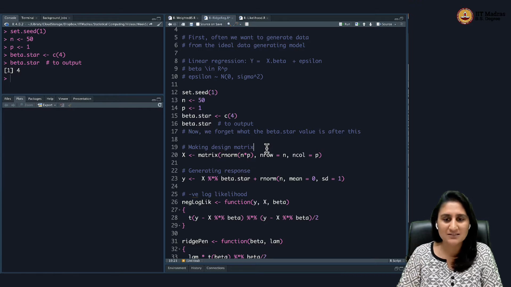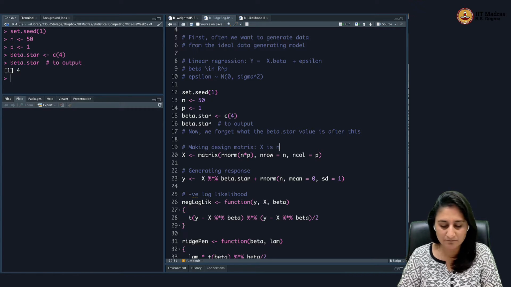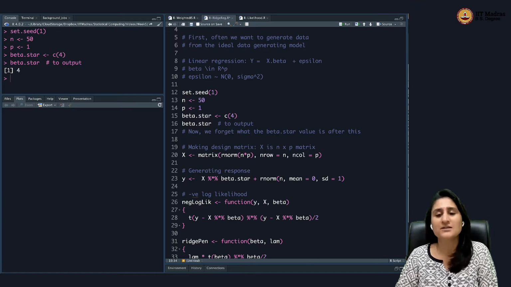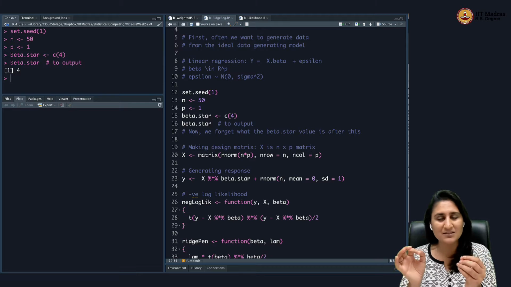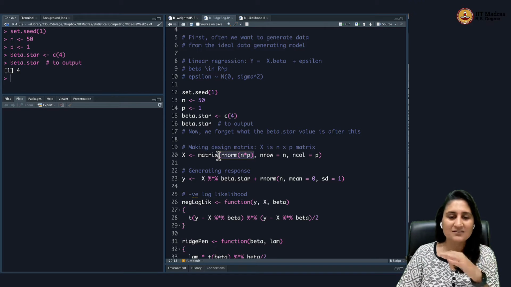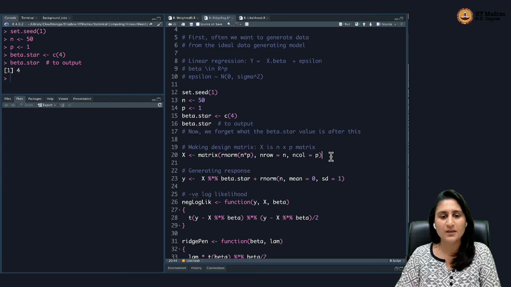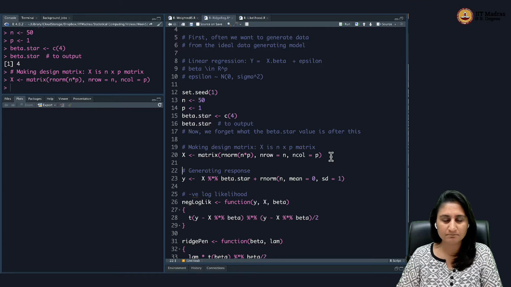My X matrix, X is N by P matrix, right? Now, because it's an N by P matrix, I know there are N times P elements. So I just generate some rnorm N by P elements. I put them in a matrix such that they form N rows and P columns. Okay, that's my X matrix.